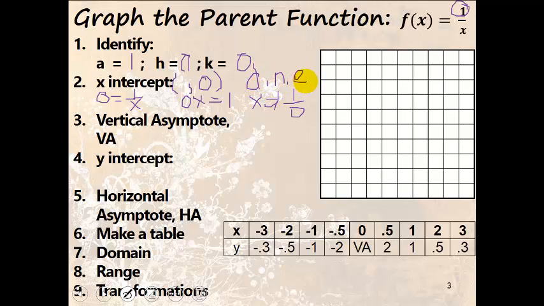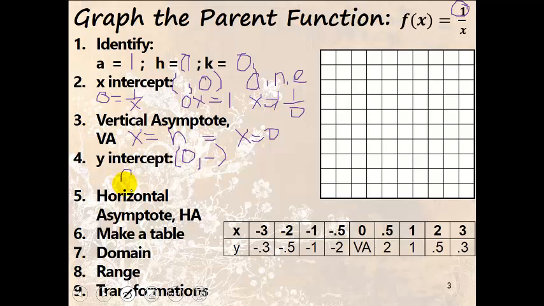The vertical asymptote, we learned from the previous screen, is x equals the opposite of h, but 0 isn't signed, so that means x is equal to 0. My y-intercept, I always have to plug in a 0 for x. No matter what kind of function I have, that's just how you find a y-intercept. So we kind of get the same thought process as with the x-intercept.